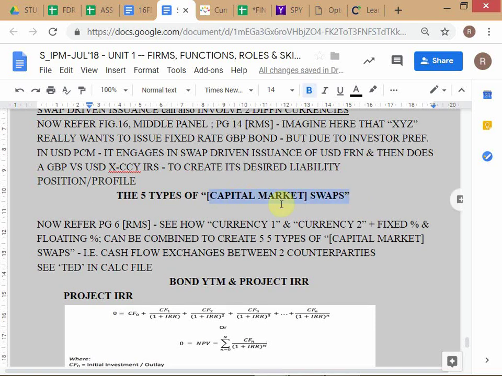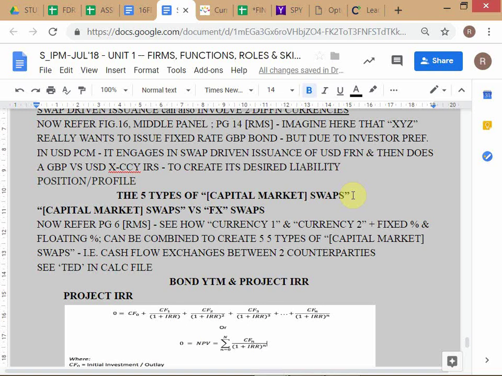Okay, this is the term I'm giving, this terminology, capital market swaps, because I want to distinguish it with respect to FX swaps. Okay, the market is not that particular. I'm very particular about terminology. So in the market they will just refer to what I'm calling capital market swaps. In the industry they'll refer to it only as swaps.